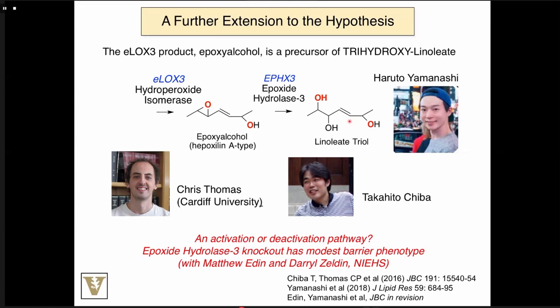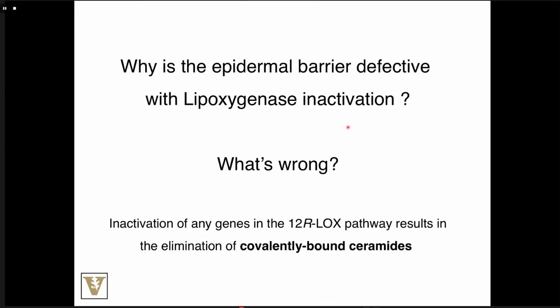But more recently, we've realized that this is maybe not an activation step in the pathway to the skin barrier, because Matthew Eden and Daryl Zeldin at NIEHS have the epoxide hydrolase 3 knockout mouse. And this has a very mild barrier defect that doesn't match what happens with the other gene knockouts. So it's thought that maybe this is a pathway that fine-tunes the pathway, but it's not the main thing that's critical in making the barrier.